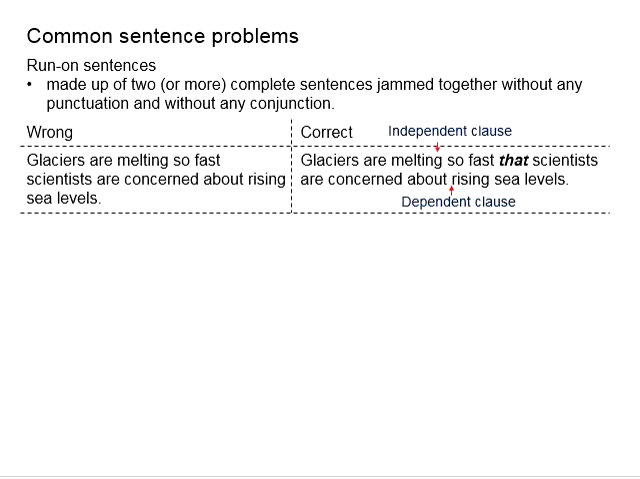It doesn't make sense until adequate information is provided. Therefore, if you would like to combine two sentences together, you will need to know which sentence is to be the independent clause and which is going to be the dependent clause, where the independent clause can be merged with the dependent clause to form a complete sentence. With that, the correct sentence will be, glaciers are melting so fast that scientists are concerned about rising sea level. This is a typical run-on sentence.